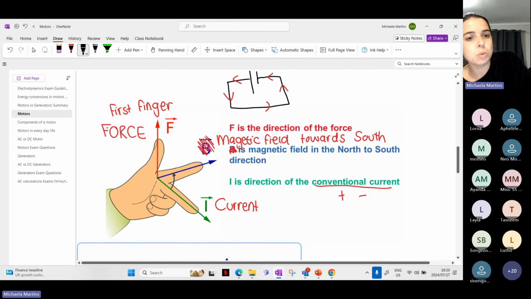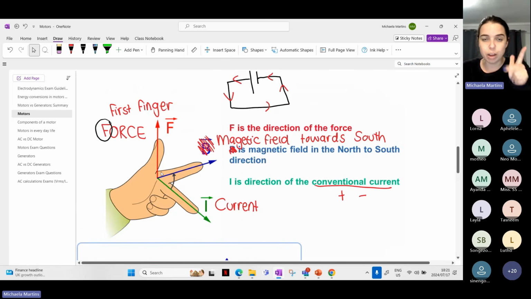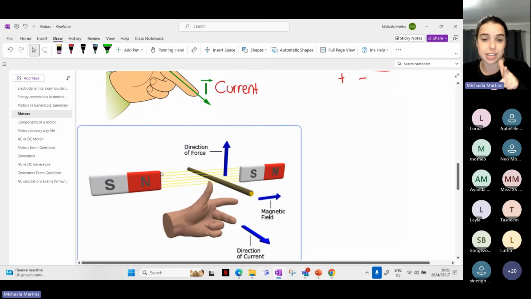How I was taught it is how I remember the rule. It's the father, mother, child rule. Okay, it sounds silly, but it's like a little family. The father is the first finger. It represents the force. The mother is the magnetic field finger. Okay, it points towards the south. The child, child starts with a C, is the current finger. It points in the direction that the current flows. Okay, so I hope you all have your left hands out because we're using them for this lesson.